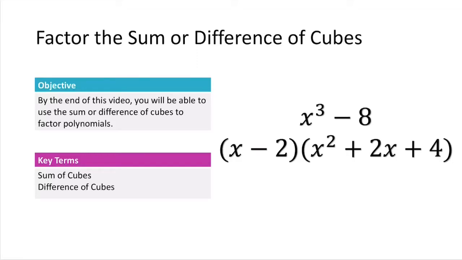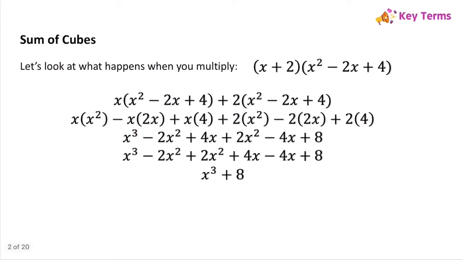So in this video, we're going to talk about how to use the sum or difference of cubes to factor polynomials. So here, let's see what happens when we multiply x plus 2 times x squared minus 2x plus 4. You can see here I've used the distributive property to expand out this polynomial.